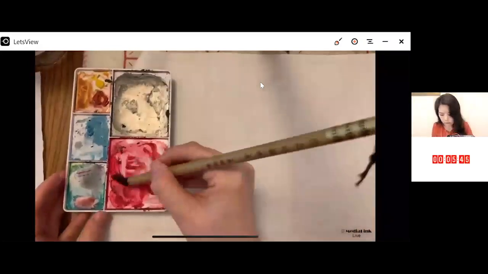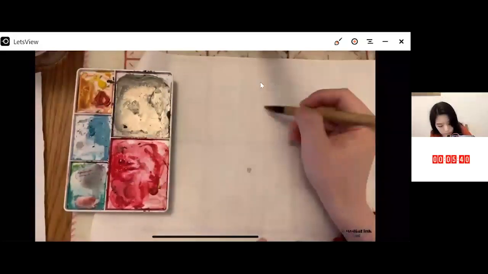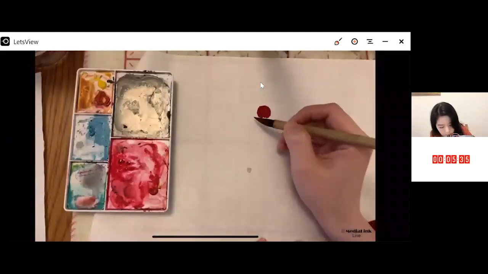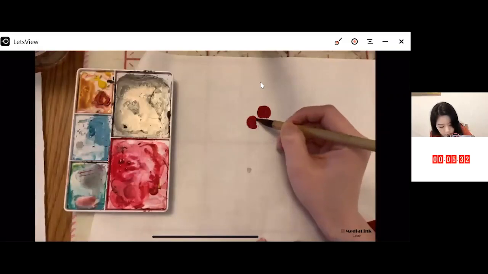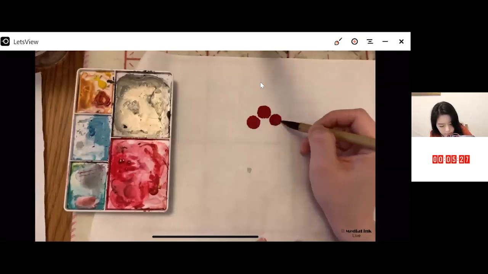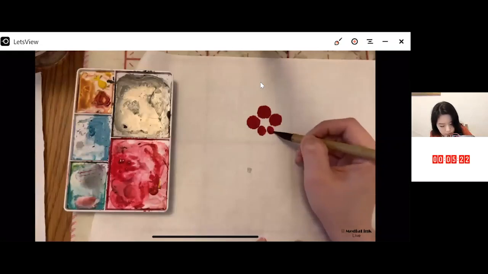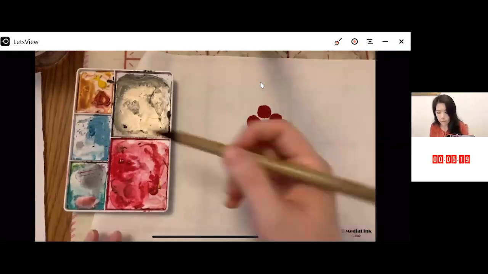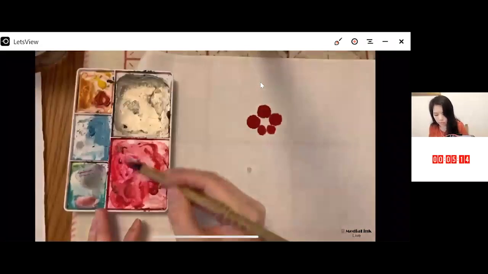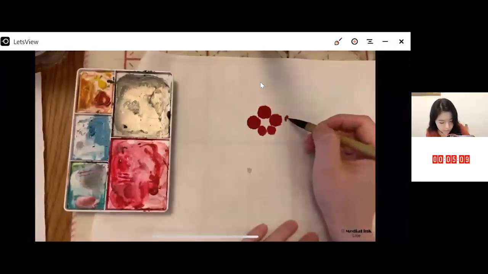Okay, we start with the flower petals. The shape of plum blossom petals is round. So I just draw it round like this. So this is a flower facing the front. Now let's draw another one facing the side. Let's do it here.